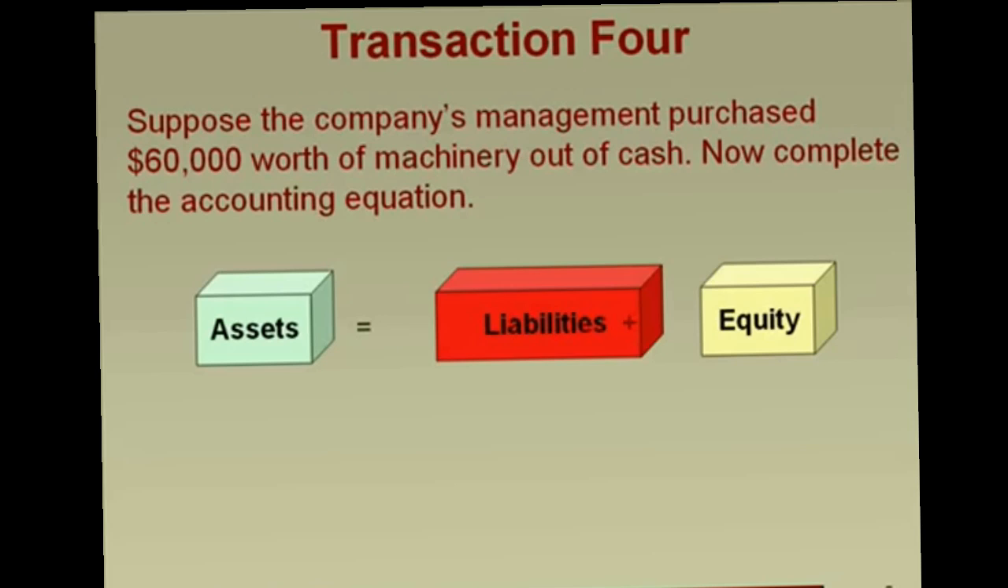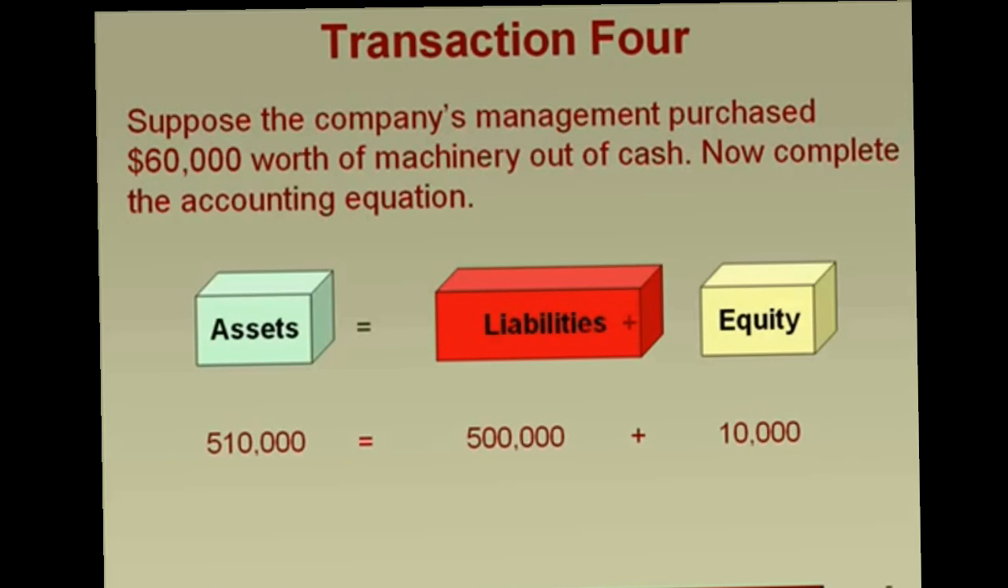Are you done? Cash goes down 60,000. Cash is an asset. Machinery goes up 60,000. Machinery is also an asset. So now one asset goes down, another asset goes up. So it looks like this.